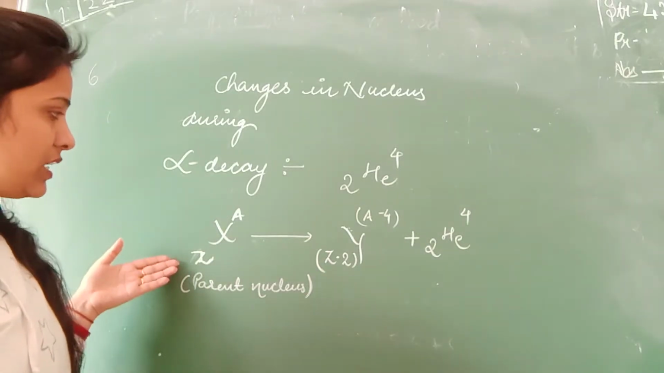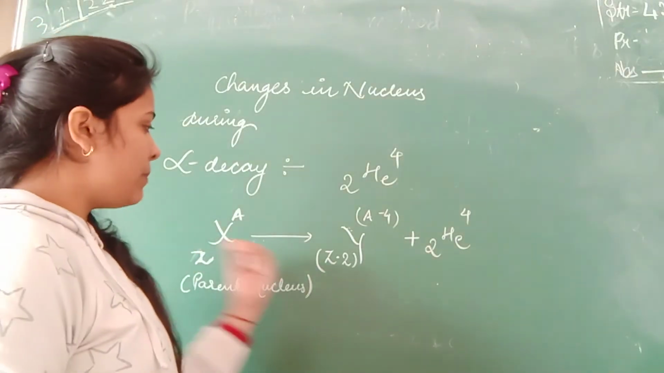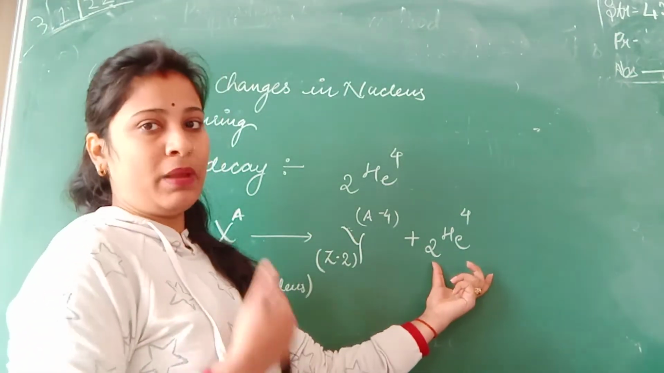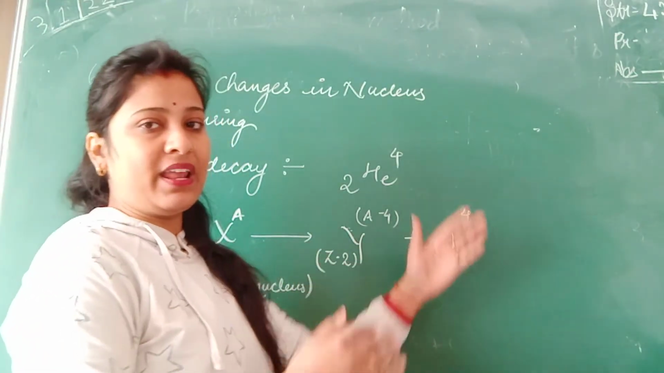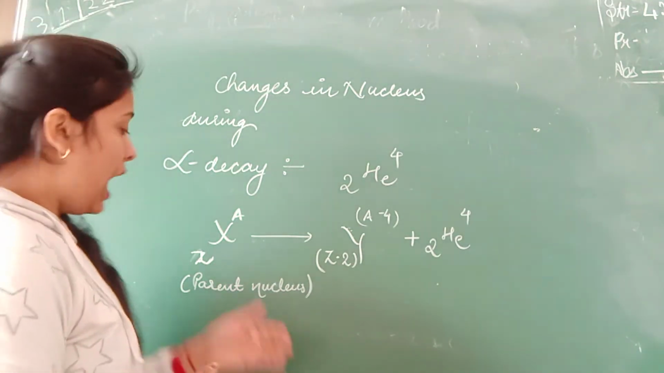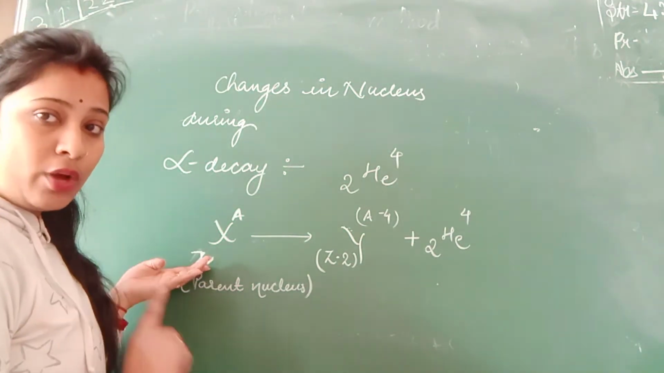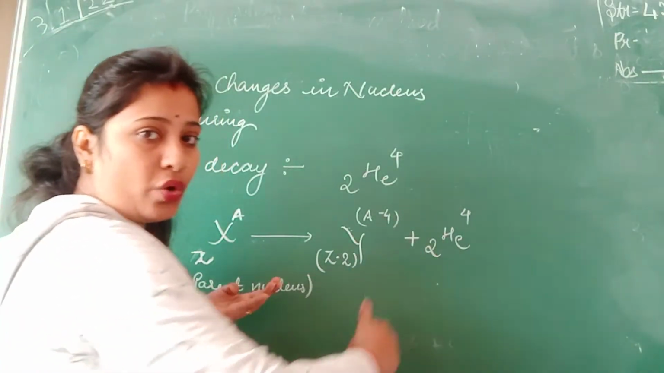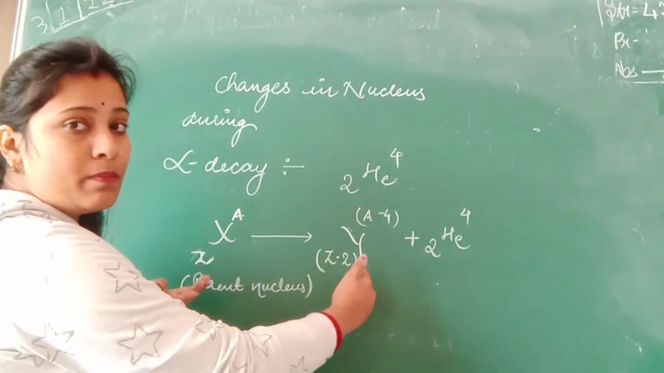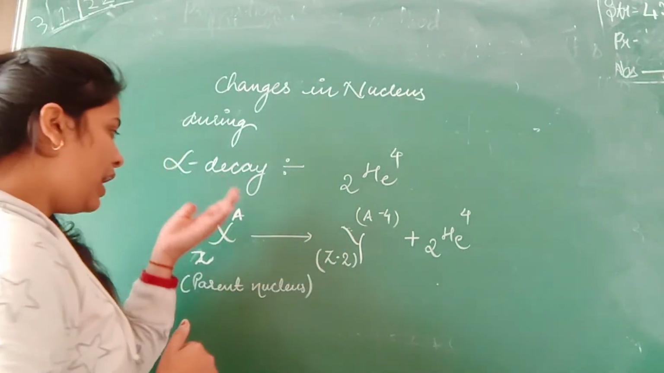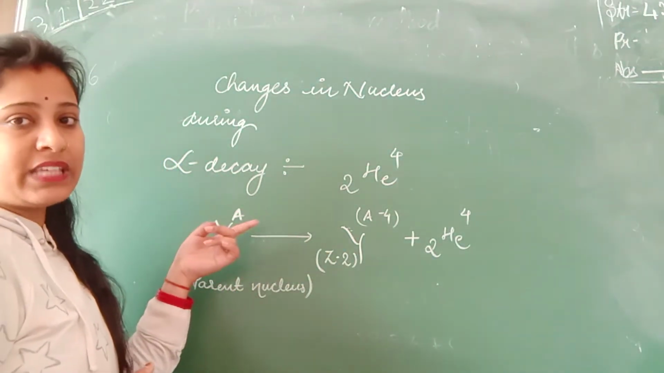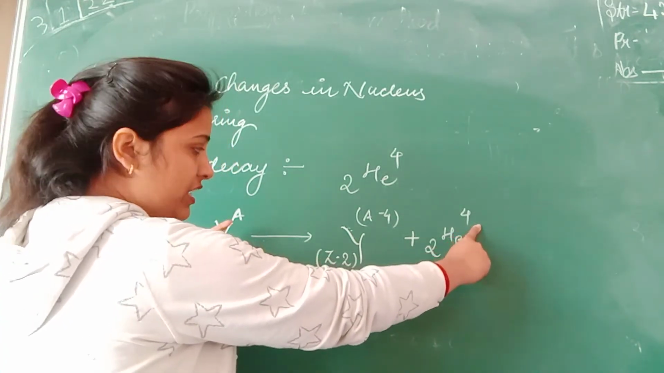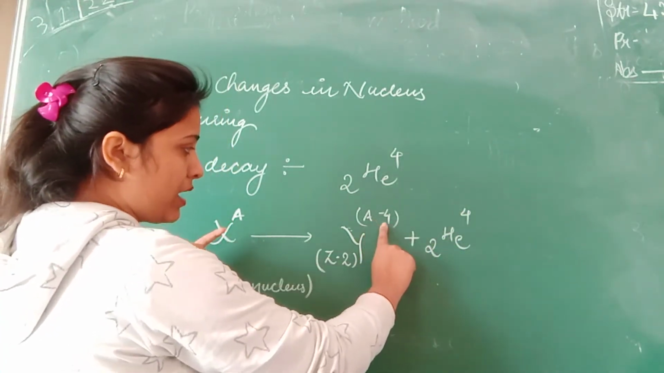Now it has released alpha. Alpha means it has emitted 2He4. Originally the atomic number was Z, but 2 atomic number is released, so what is left? Z minus 2. The original mass number was A, and 4 is emitted in the form of alpha decay, so what is left is A minus 4.